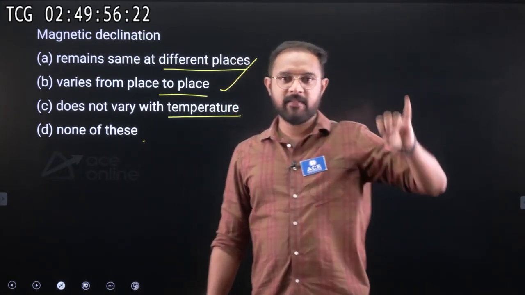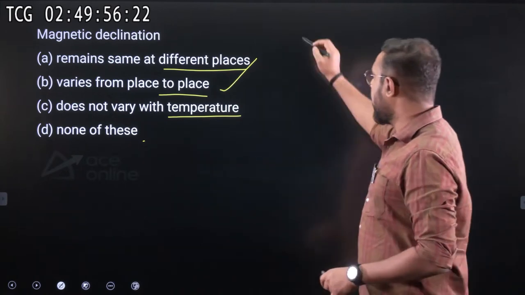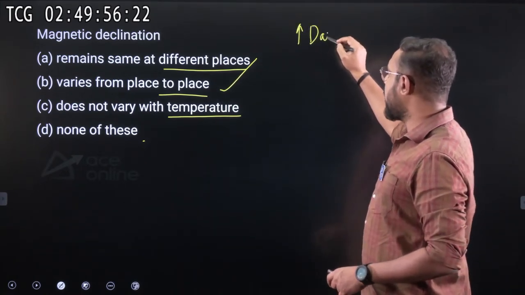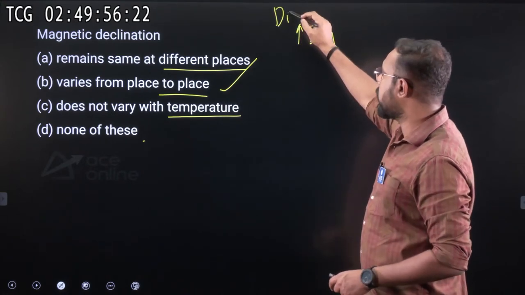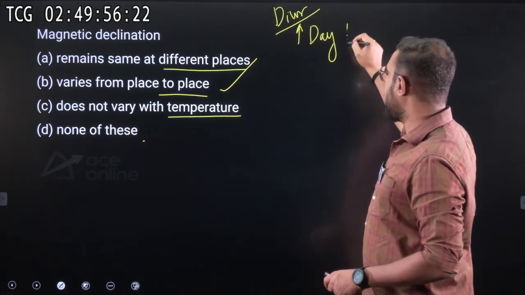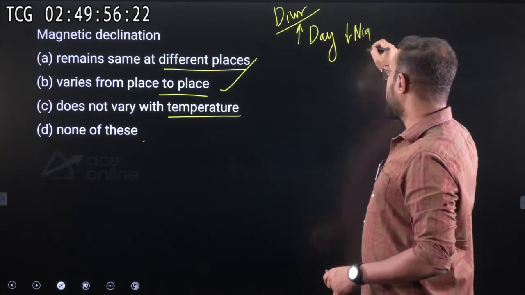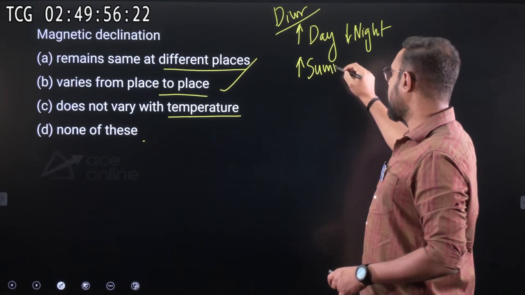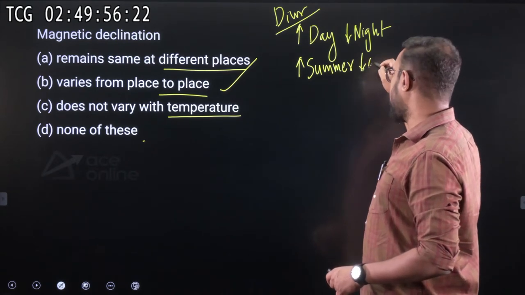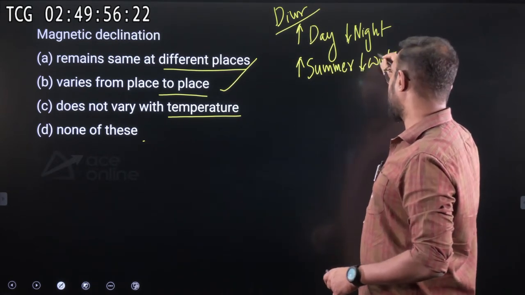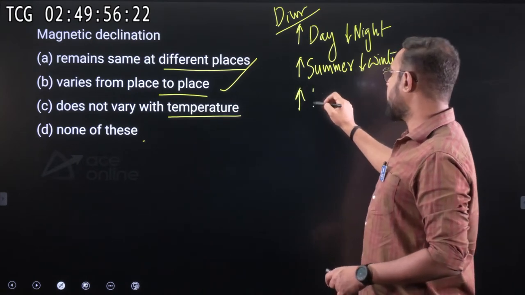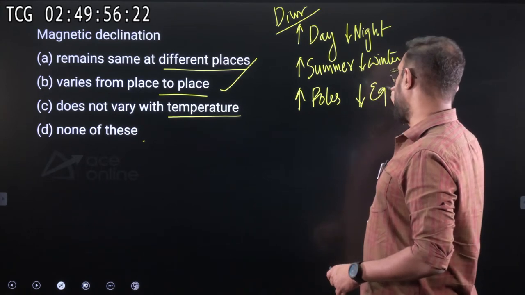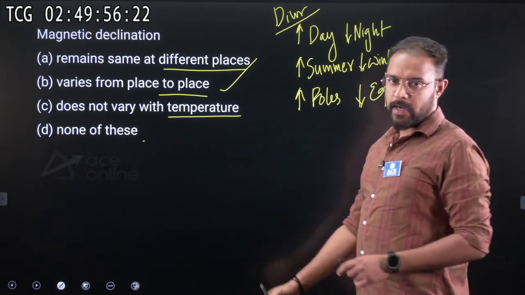Diurnal variation and then daily variation. Daily variation is more during daytime and less during night. Diurnal variation is more on a summer day, right? And less on a winter day, right? If you look at that, it is more at the poles and higher latitudes, and less at the equator and lower latitudes.